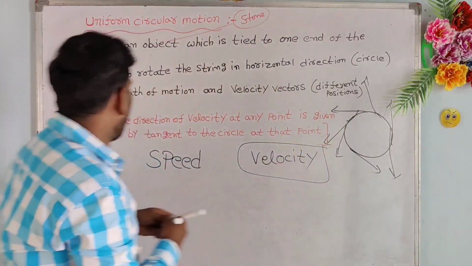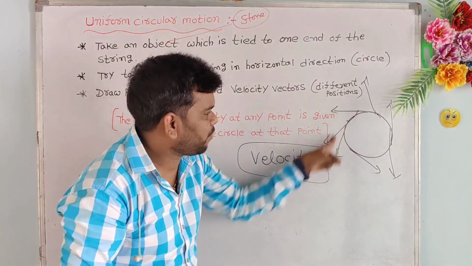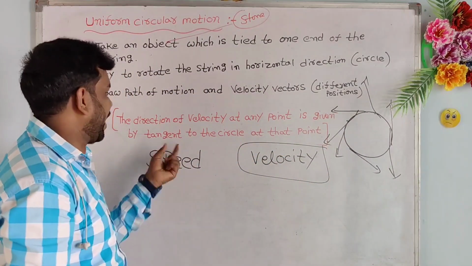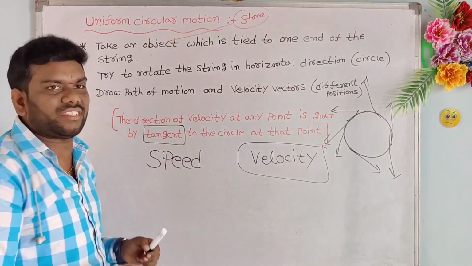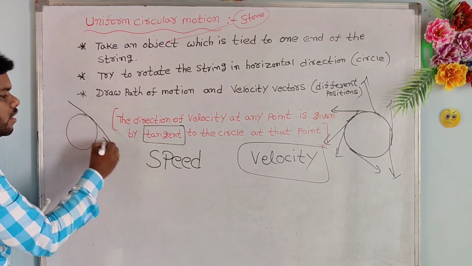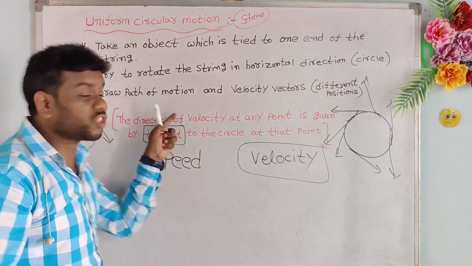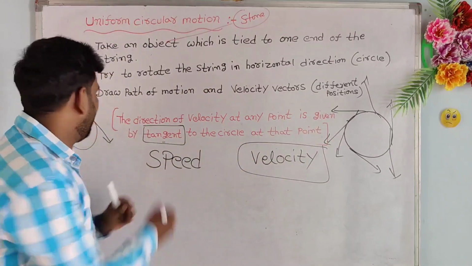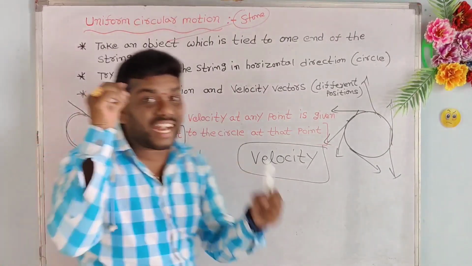What do we observe? The direction of velocity at any point. ఏ పాయింట్ దగ్గర మీరు velocity యొక్క డైరెక్షన్ తీసుకున్నా is given by the tangent. What is a tangent? ఏదైనా ఒక సర్కిల్ ఉంటే ఆ సర్కిల్ ని టచ్ చేస్తూ డ్రా చేసిన ఆ లైన్ ని మనం tangent అంటారు. So the direction of velocity at any point is given by the tangent to the సర్కిల్ at that point.